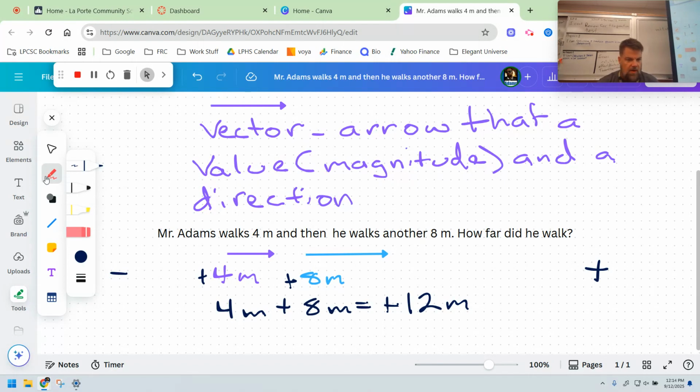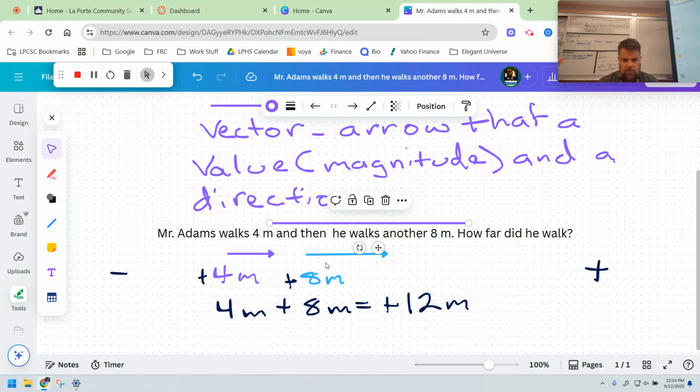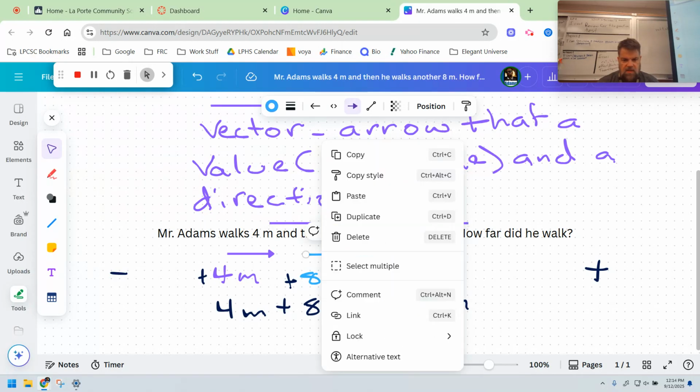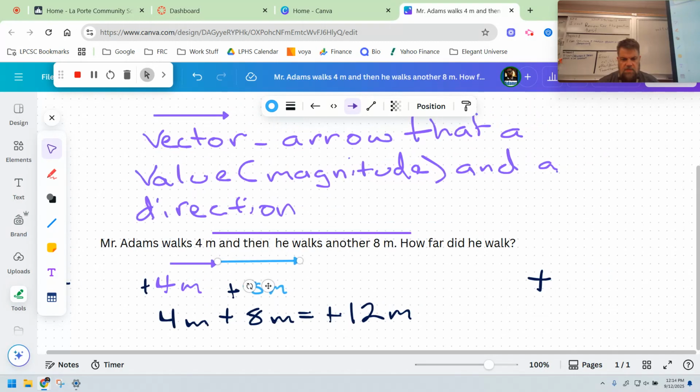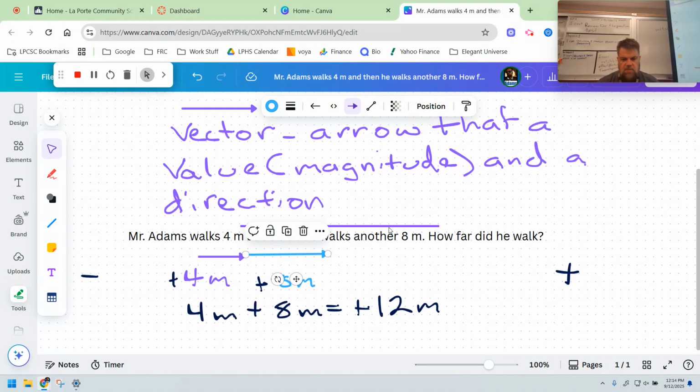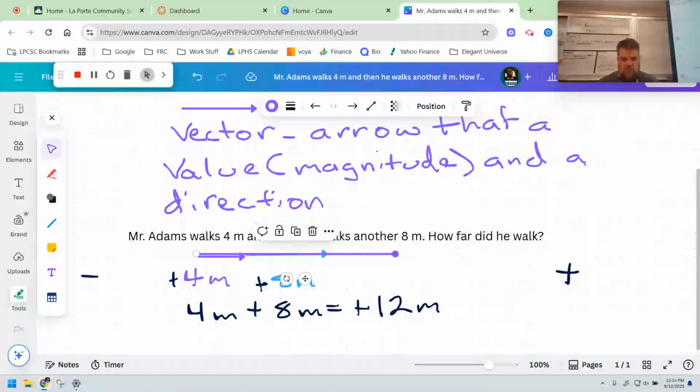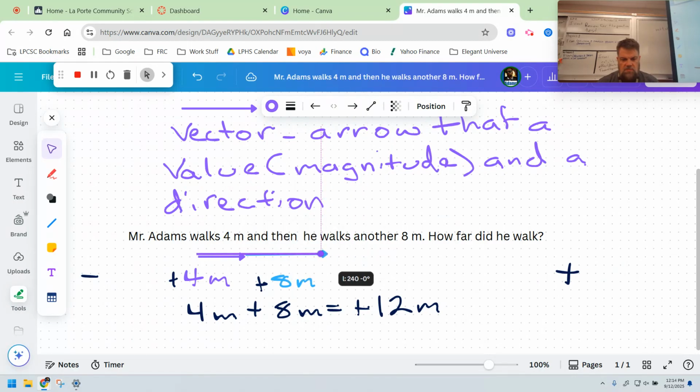And so if I were to draw that vector, it would literally be the sum of, well, let me do this. That final vector would be the same length as the two combined. So this is kind of what you would do for your homework today.